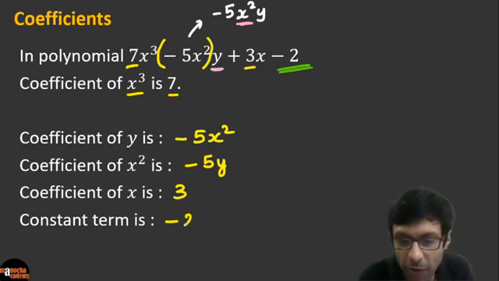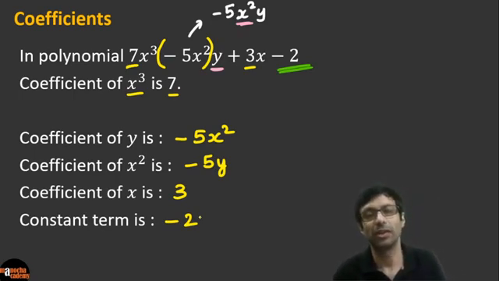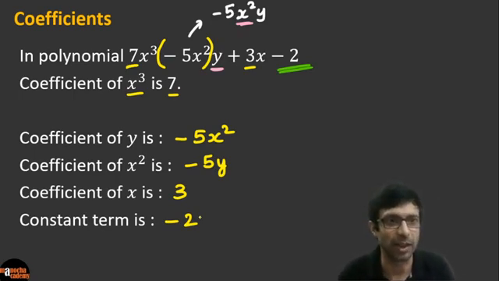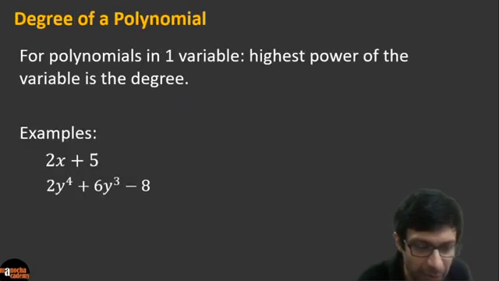So what is the moral of the story? Don't forget the sign. Okay? Because in these coefficients, you have to include the negative sign if it's there. So guys, it's not 2, it's minus 2. Clear? Excellent.